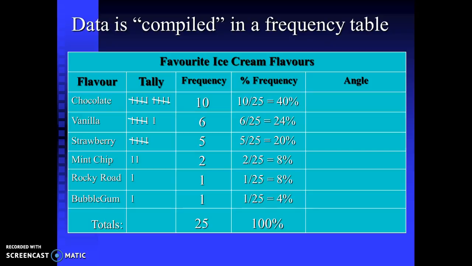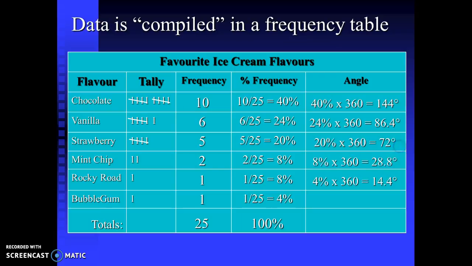The last column is what is needed if you're going to be making a circle graph. So I'm including it here. And the way we calculate the angle for the central angle of the circle graph is to do a percentage of 360 degrees, which is a full circle. So in other words, the 40% of the circle is 144 degrees. When we do vanilla, 24% of 360 is 86.4, and you do those calculations. Now, sometimes you have to show the calculations in the table or on the side. And the total of all of these degree measures had better be 360 to be a full circle.